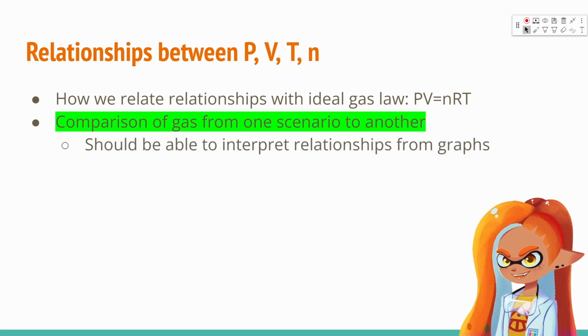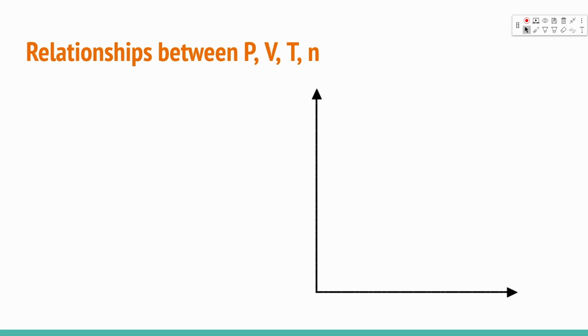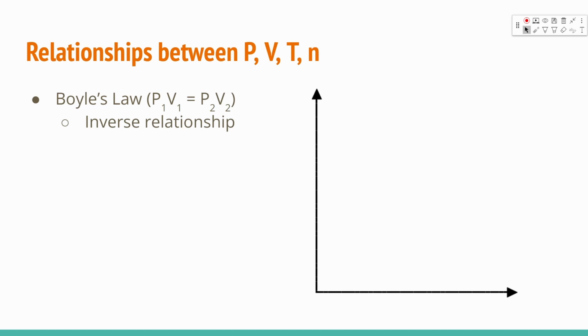You should be able to, as I said here, interpret relationships from graphs. And so we're going to actually interpret some graphs right now. So here is a general axis. And so we have something called Boyle's law. You don't need to know that it's called Boyle's law, but we're looking at the relationship between P and V, so pressure and volume. And so we have an inverse relationship with this because if I just look at the equation, if I plugged in some random values and increased one of them, then the other one is going to decrease.